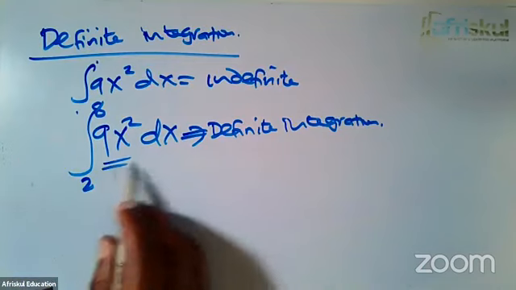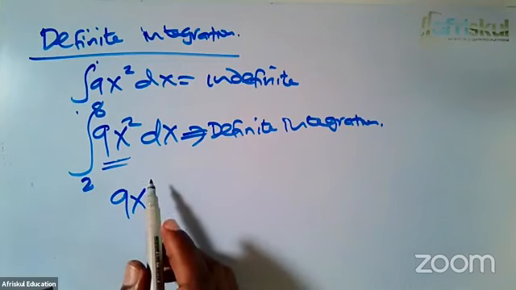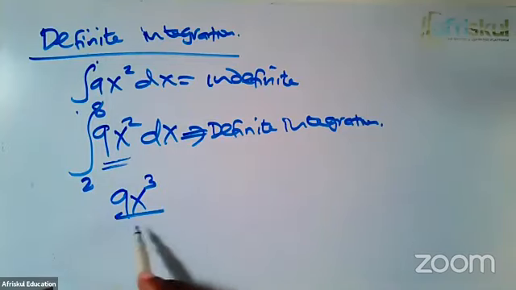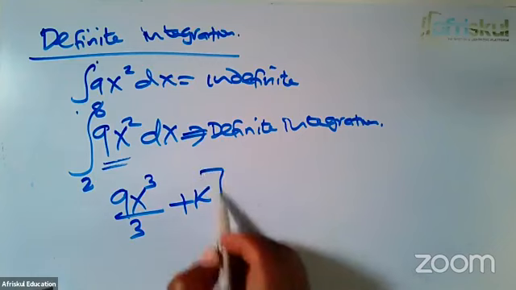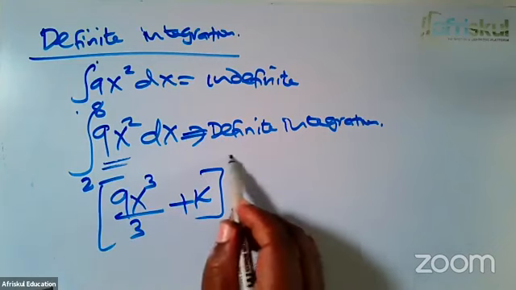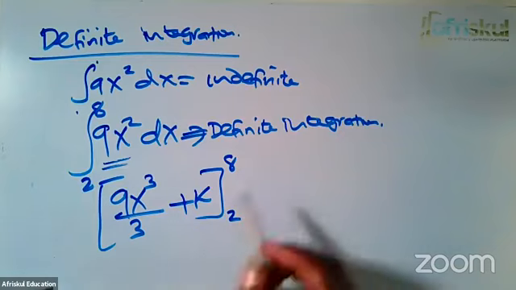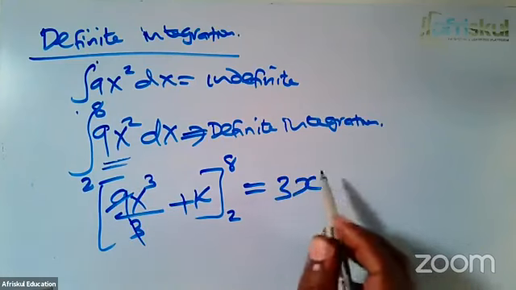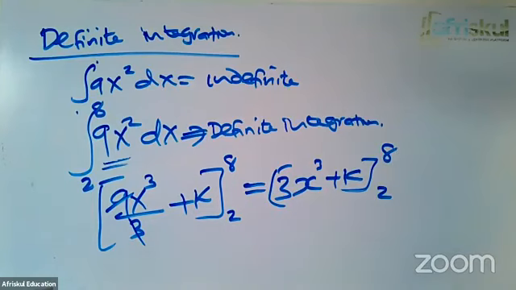What I will do, I'll come and integrate this the normal way. So remember, integration is all about increasing the power by 1. So 2 plus 1 gives us 3, all over 3. This is the only term. Don't forget to come and add what here? K. And then I'll put my limits there. So at the end of the day, what will we get? This 3 goes into this 3 once. So this is x raised to power 3 plus k. And then we have 8 and 2 there.